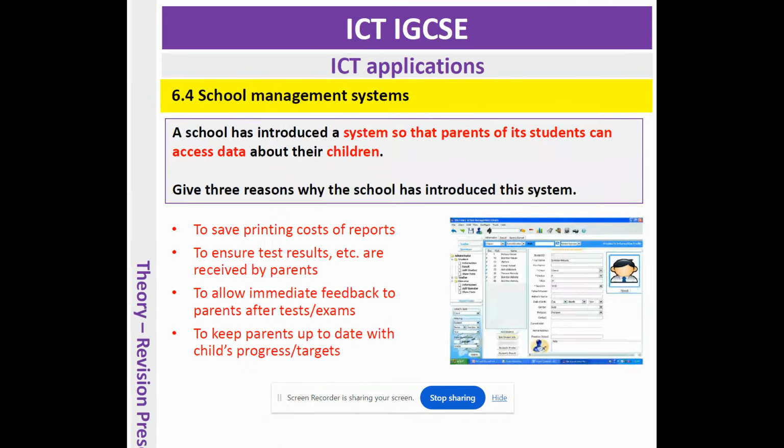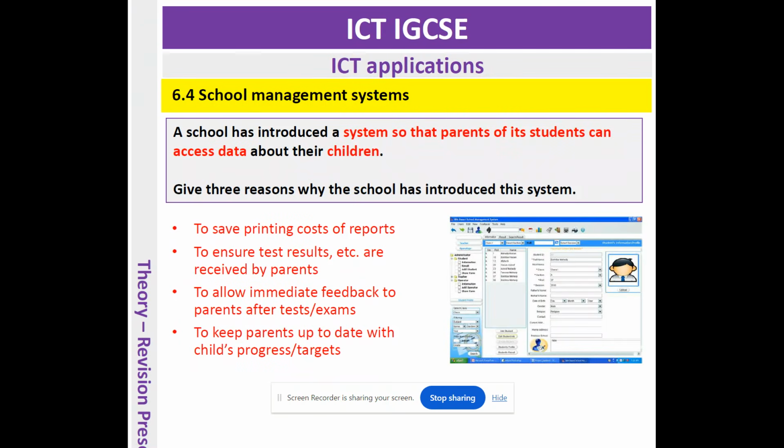So we've got some questions now which we're going to look at. A school has introduced a system so that parents of the students can access data about their children. Give 3 reasons why the school has introduced this system. So we've got lots of reasons here. To save printing costs of reports, as we mentioned. To ensure test results are received by parents. To allow immediate feedback to parents after tests and exams.